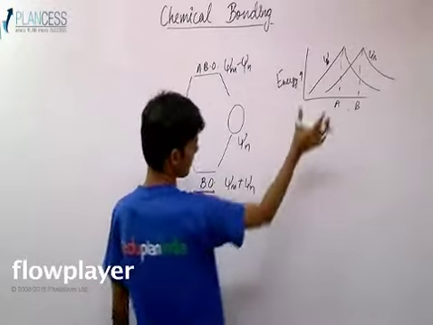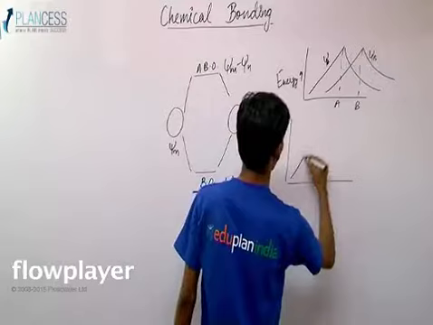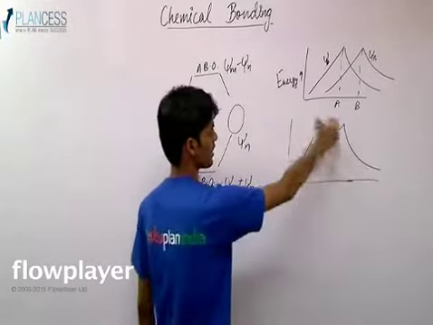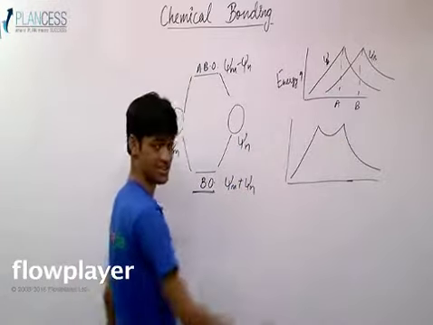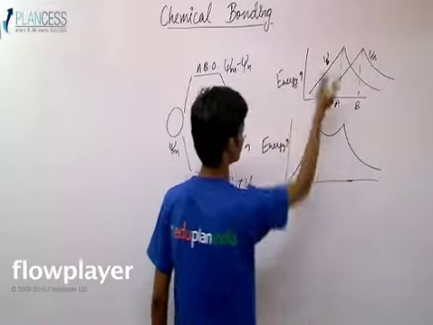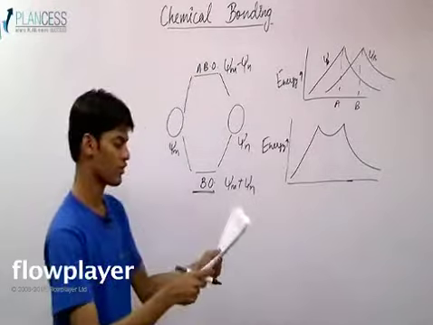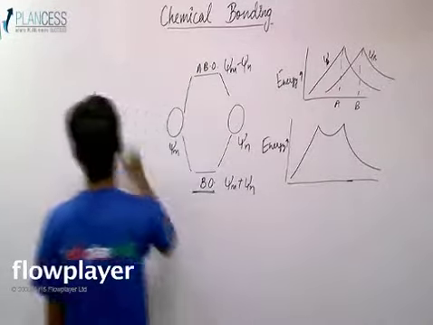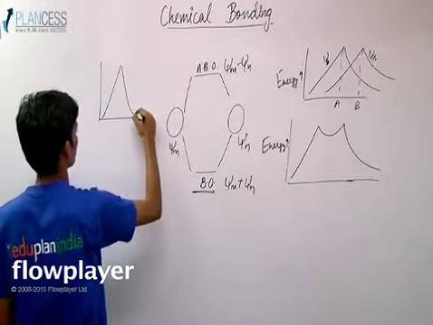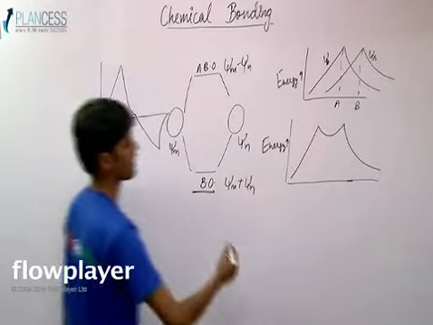Then when these are combined, or a positive overlap takes place, the resulting wave would be something like this. This density is always greater than 0, so the energy is less than the individual orbital, so this would be the energy. And if the negative of this is taken, something like this would be formed, that it would come here, and then it would go here. So this is the psi m, I would say.